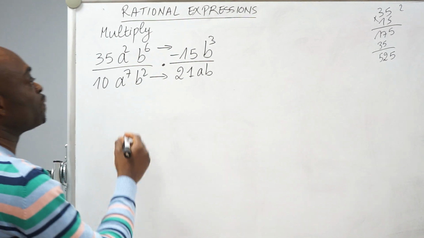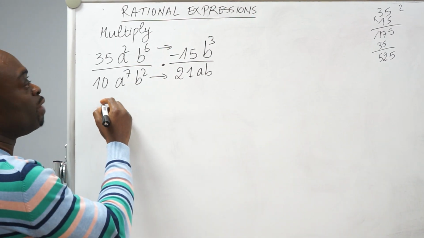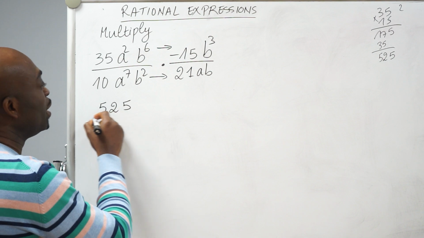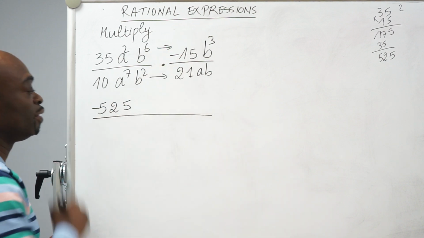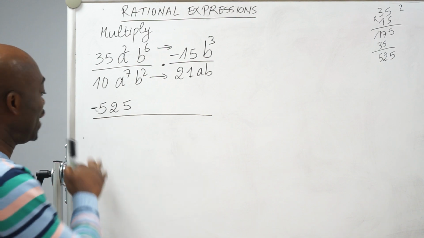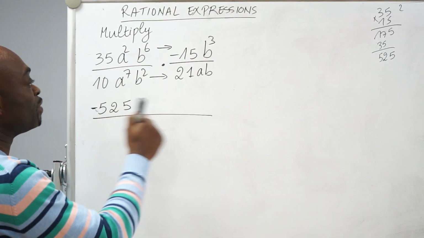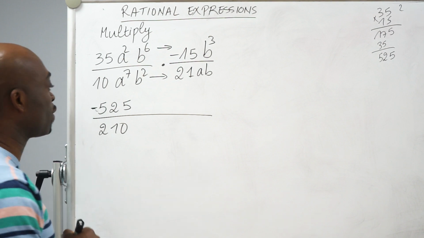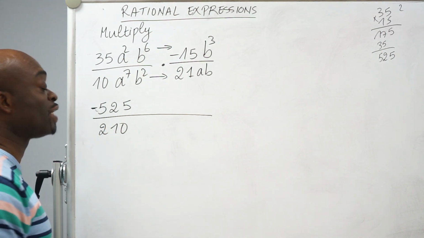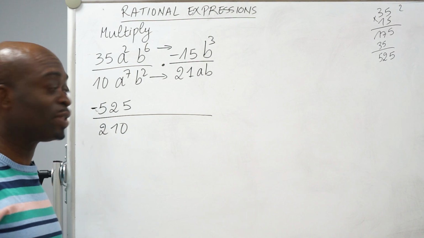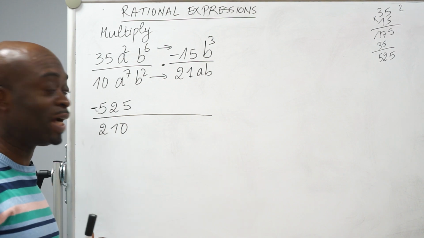So let's put it down here. We end up with 525 for the top expression, and because that's a negative, we have to carry the negative sign with us. And then 10 times 21 gives us 210. For the numbers, this is what it is. Now you're going to have to reduce those numbers. Again, you're not using calculators. It's going to be tedious, but that's what you have to do.